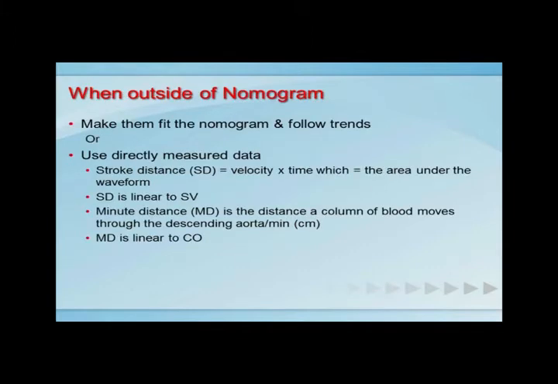When outside of the nomogram, you can make the patient fit the nomogram and follow trends, or you can utilize directly measured data. Stroke distance, which is the velocity time integral, is the area under the waveform. Stroke distance is linear to stroke volume. Minute distance is the distance of a column of blood as it moves through the descending aorta per minute. Minute distance is linear to cardiac output.